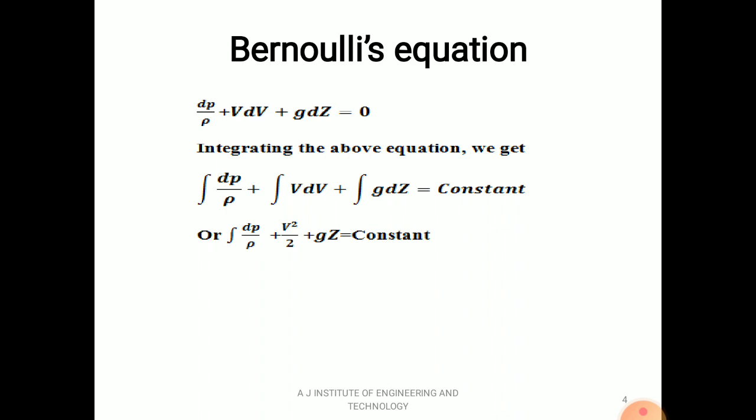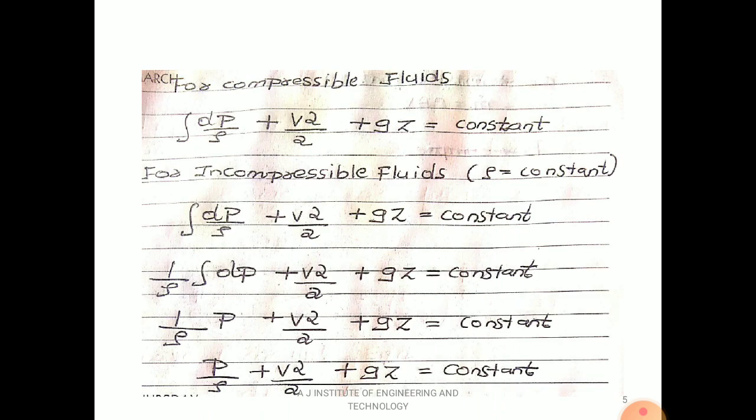Now let us apply this Bernoulli's equation for two possible cases, one is compressible and another one is incompressible fluid. As we all know, for compressible fluid, density is not constant. Density is going to change. So in order to integrate the first term, that is integration of dp by rho, we should know the relationship between pressure and density. So for compressible flow, the expression becomes integration of dp by rho plus V square by 2 plus g z equal to constant.